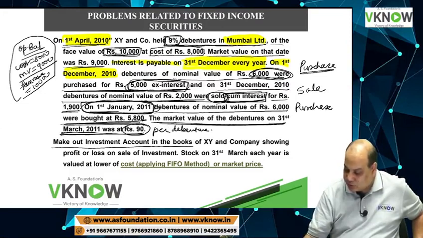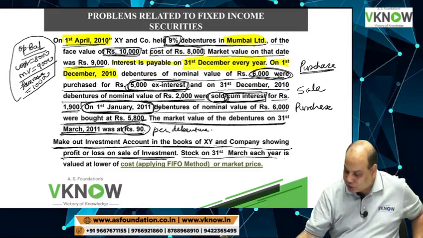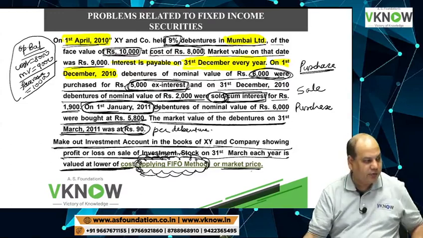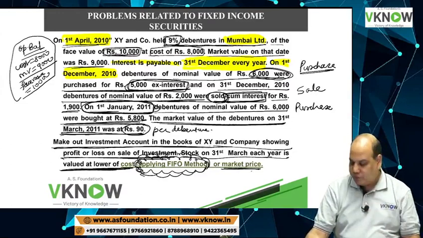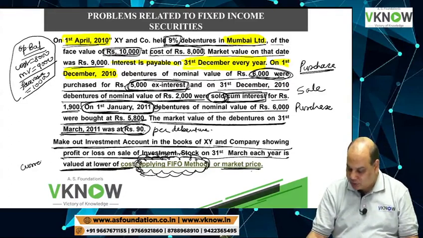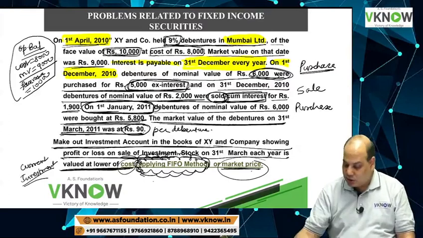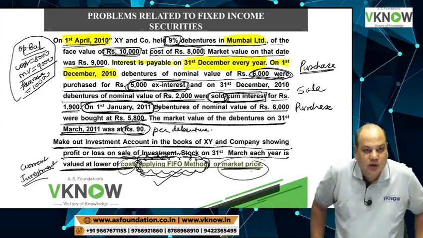Make out the investment account in the books of XY Limited and Company showing profit or loss on sale of investment. Stock on 31st March each year is valued at cost, which will be calculated by applying the FIFO method, or market price. So we will assume this is current investment, because the question says cost or market price, whichever is lower, and second, they are asking us to apply the FIFO method.